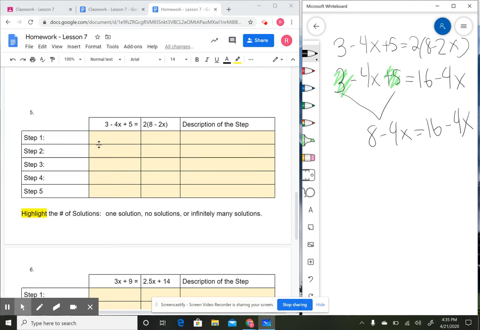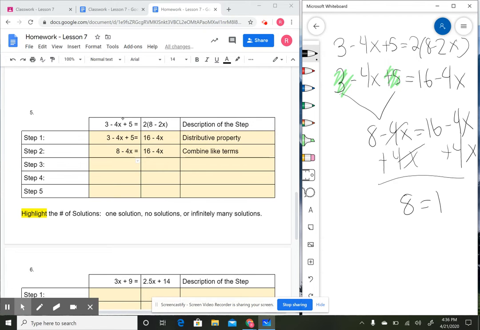So I'm going to write that down. I've got to make sure I'm writing my steps. So this is going to be 3 minus 4x plus 5 is equal to 16 minus 4x, and this is the distributive property. And then the next step would be to combine like terms. I didn't combine like terms on the other side because they're not like terms. And then the next step would be to add the 4x over. So 8 is equal to 16.